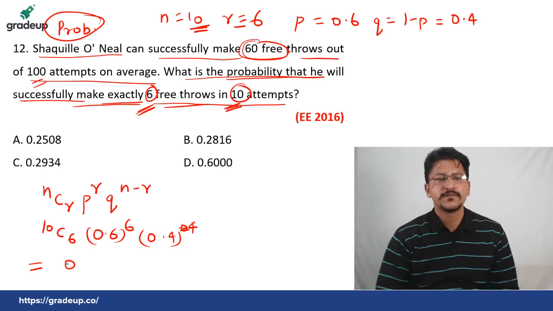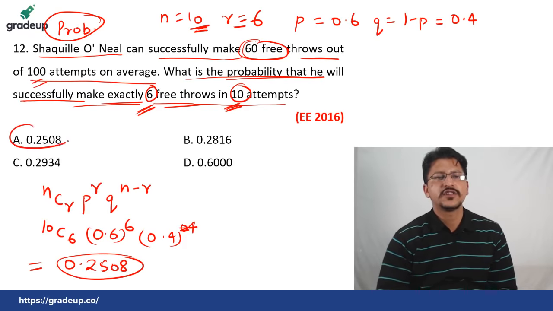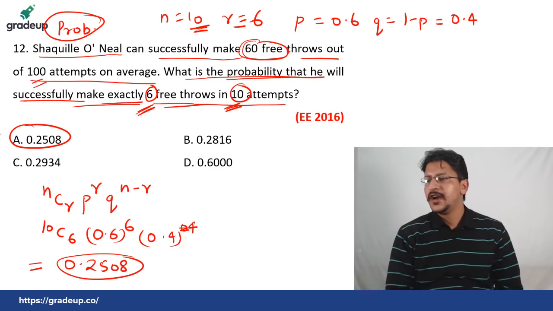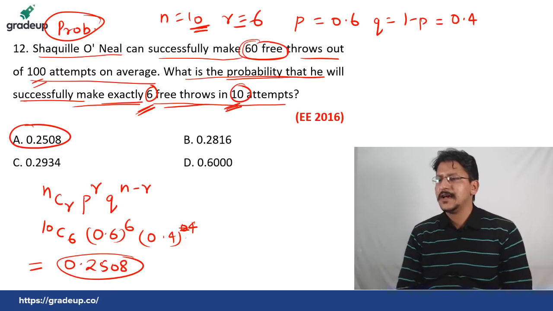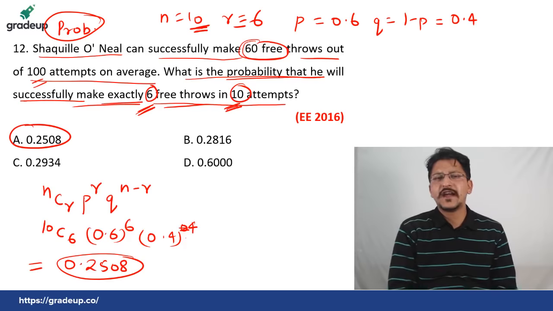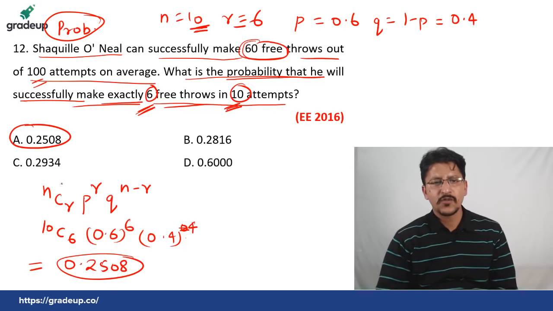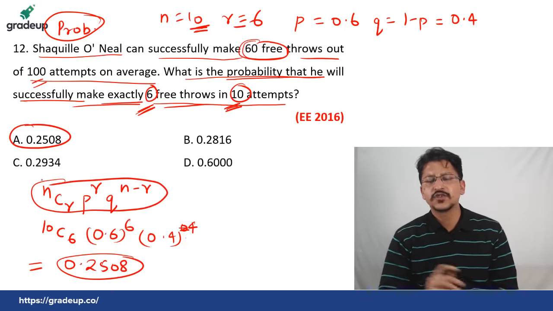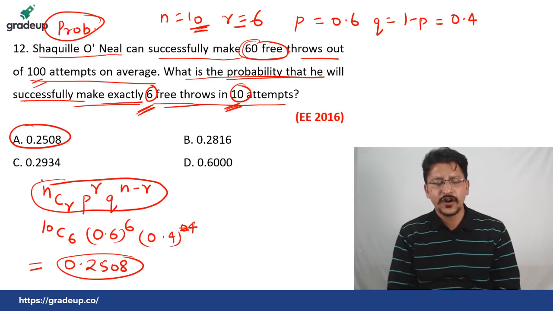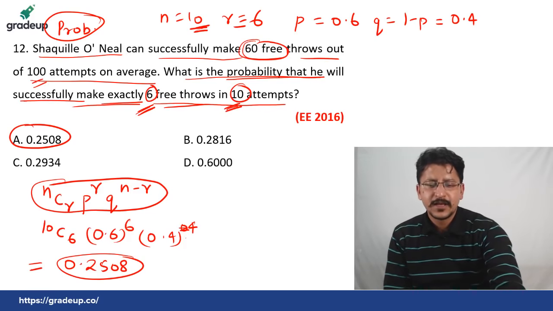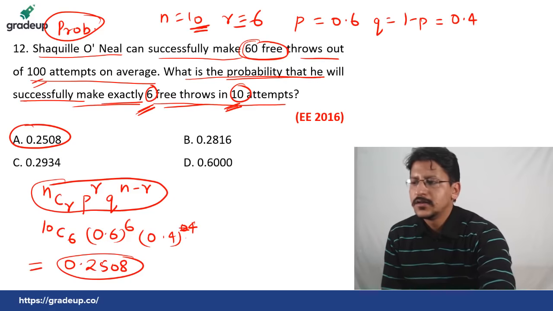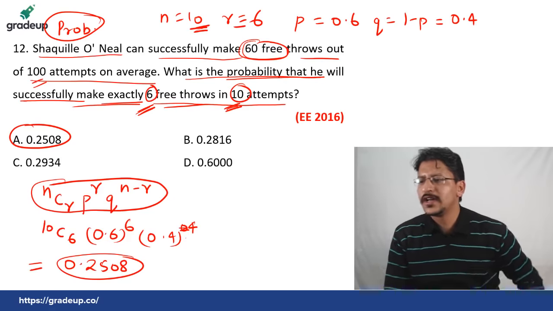The answer is 0.2508. So the correct answer for this is option A. Yes, absolutely right. All of you are giving me the right answer. If you know this formula of the binomial distribution, then this question is really, really easy for every one of you.